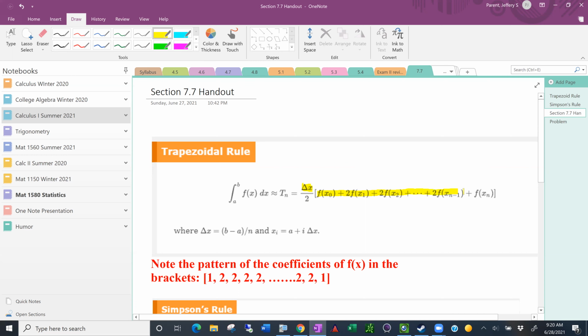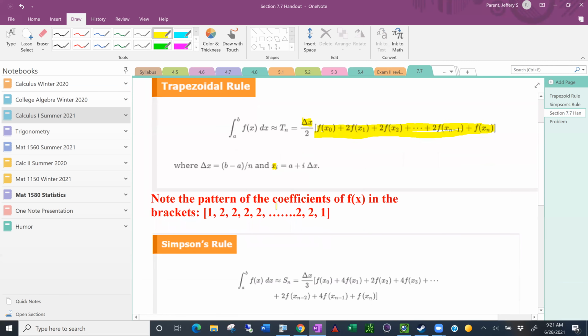Now, the thing about this expression is that there's a nice little pattern here. You should notice the pattern of the coefficients. The n terms, in terms of values of f, have a coefficient of 1. Everything else gets a coefficient of 2. This makes it more efficient in terms of implementing on a computer or a calculator, etc. But your delta x is just going to be the width of your subintervals. And then the x sub i is just going to be the points along the way.